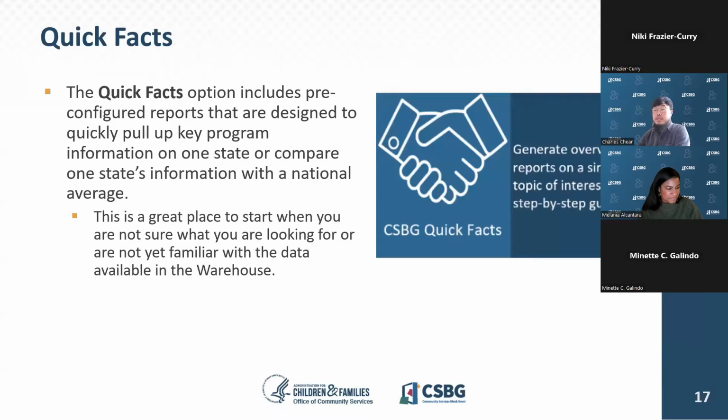When you click on CSBG Quick Facts, it will take you to a page to choose pre-configured data reports. These reports are designed so that you can quickly pull up key program information on a single state or compare a single state's data with national data. This is a great place to start when you are not sure what you are looking for or are not yet familiar with the data available in the data warehouse.